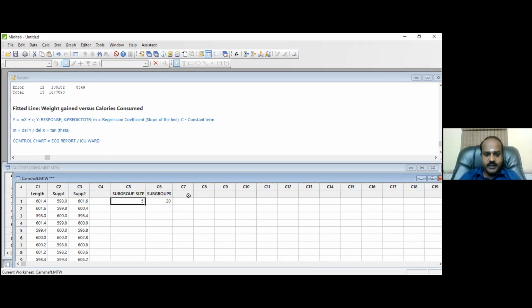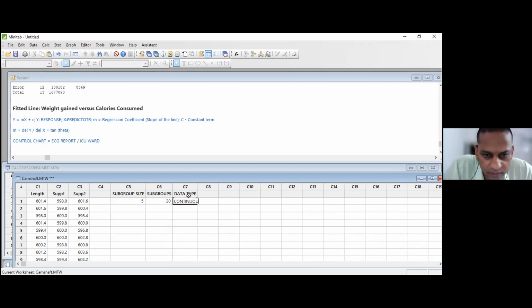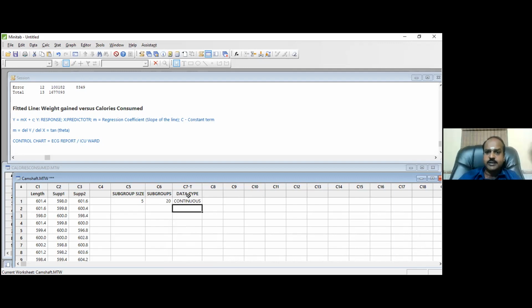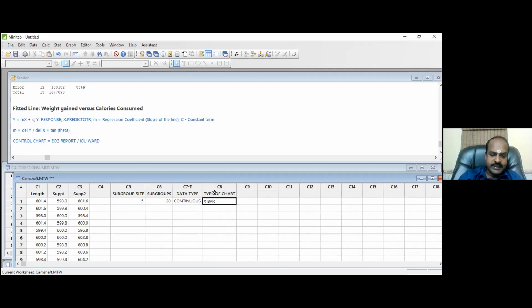Subgroup size is 5. And what is my data type? Discrete? This looks like discrete. Why does it look like discrete? Sorry, the length is continuous. Whenever you see decimals, you can understand it is continuous. When your data is continuous and the subgroup size is less than 8, the type of chart you must use is the X bar R chart. What is the chart you must use? X bar R chart. Why? Because the subgroup size is less than 8.